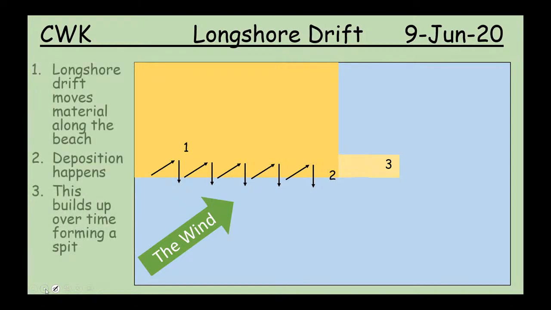Okay, let's see, how did you do? So three labels I wrote are: number 1, longshore drift moves material along the beach. 2, deposition happens at that point. 3, this builds up over time, forming a spit. If you need to make any corrections or changes, please do those now.